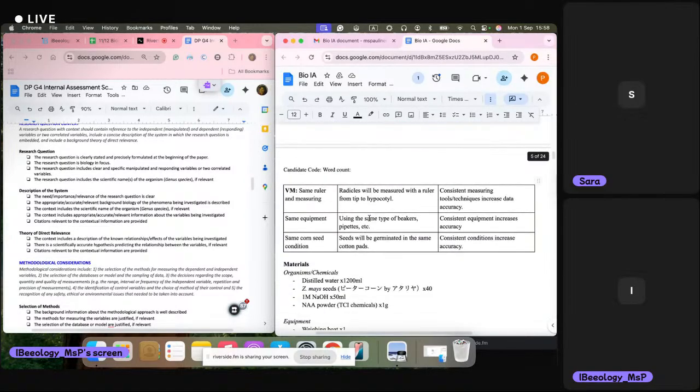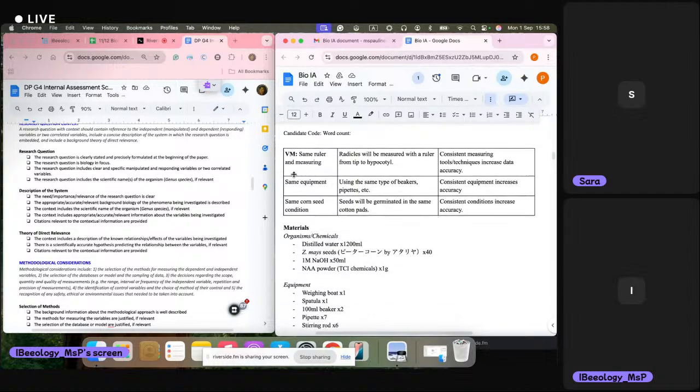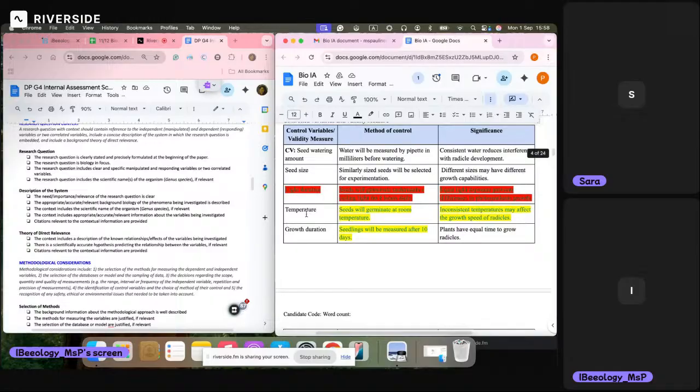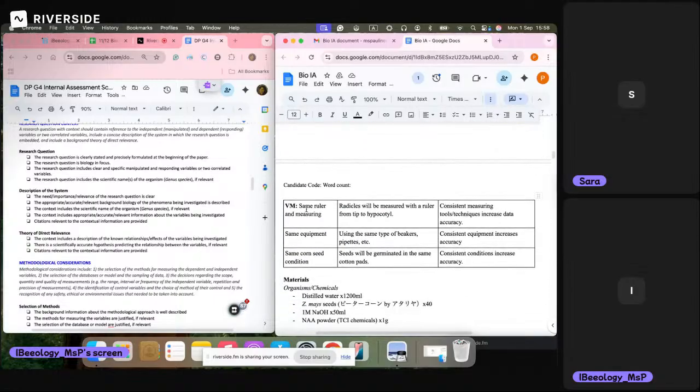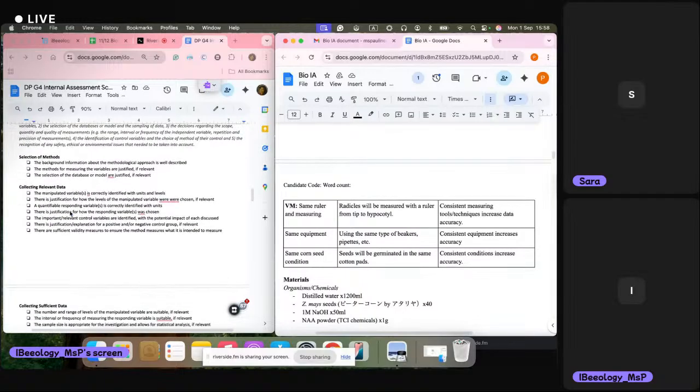All right. So this is the control. What is this? Same ruler measurement, same equipment, same corn seed. All right. So look into it, that we're looking for at least 5. Over that is great, but just make sure that they are measured. You give us a reason why it should be controlled and the method of control. Cool? All right.